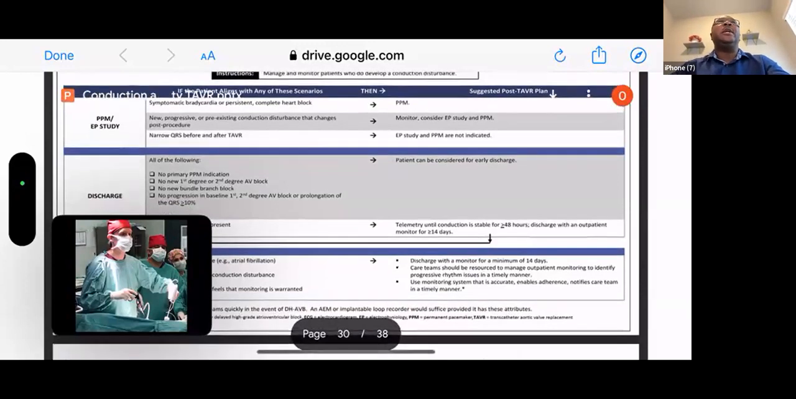And then on discharge, if they do not have any need for a primary pacemaker indication, there's no new first degree or second degree AV block, no new bundle branch block, the patient can be discharged early. Usually we discharge them the next day if there's no problem. If there's a problem, we'll keep them at least 48 hours. And even when we discharge them, sometimes we put a cardiac monitor on them for at least 14 days. In fact, I've seen some of our colleagues recommend a loop recorder for even more than 1 year. So this is something that you need to think about.